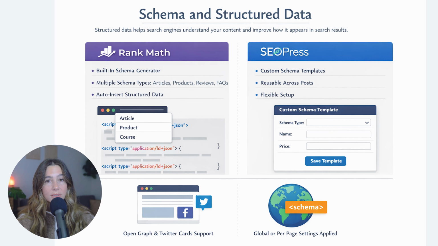SEOPress also supports schema markup, though the approach is slightly different. Instead of offering as many presets, SEOPress allows you to create custom schema templates that can be reused across multiple posts. This just gives you flexibility if you need a very specific schema setup. Both plugins also support Open Graph data and Twitter card metadata. This controls how your page appears when it's shared on social media. With either plugin, structured data can be applied globally across the site or adjusted on individual pages when needed.